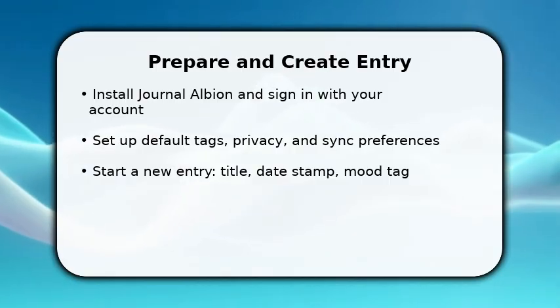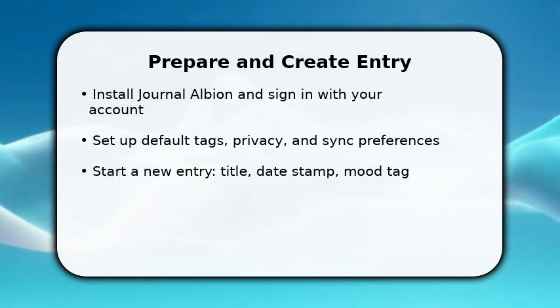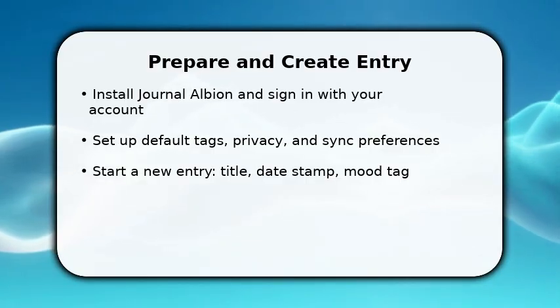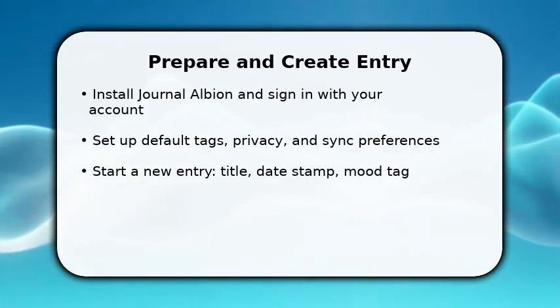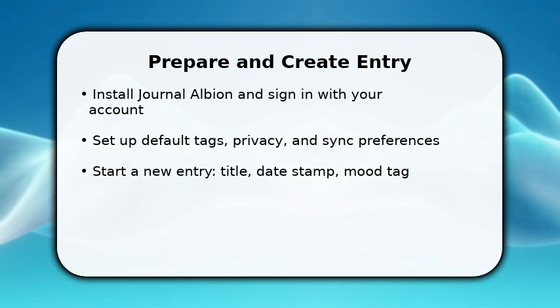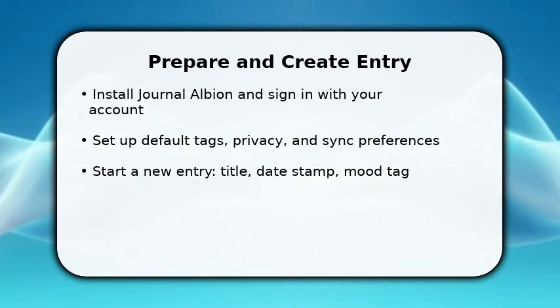Now create your first entry, add a clear title, pick the date stamp, and attach a mood tag. These small steps make retrieval faster. Make sure to add 1 or 2 keywords for searching later and press save to commit the draft before moving on. Once your draft exists, structure the content to increase usefulness.